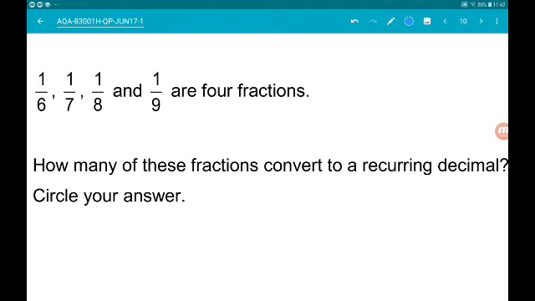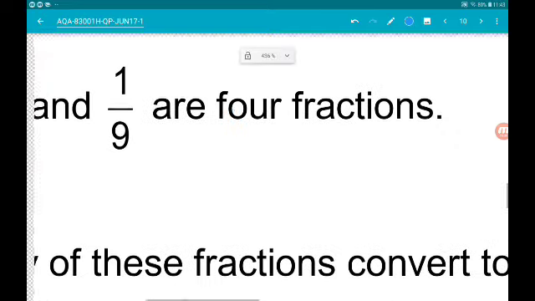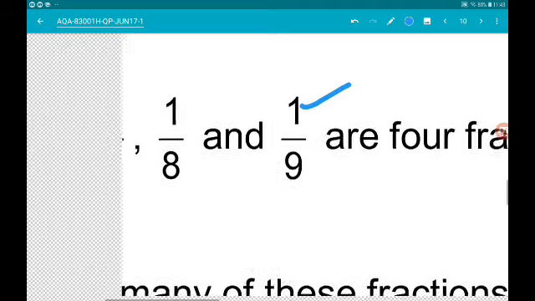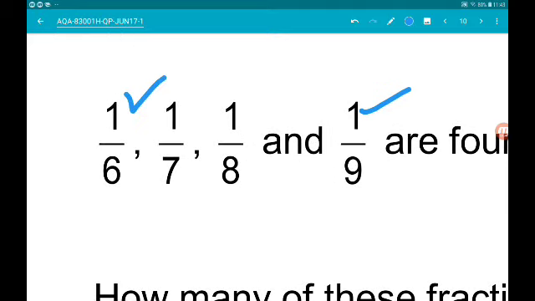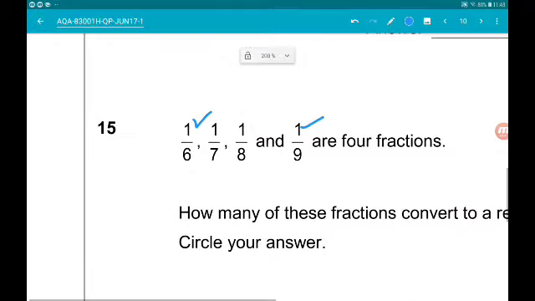Question 15 is just one of those annoying little questions. So we got 4 fractions, 1/6, 1/7, 1/8 and 1/9. We are asked how many of them convert to recurring decimals. So anything with a 3 on the bottom or a multiple of 3 on the bottom will convert to a recurring decimal. So 1/9 does, and 1/6 does. Now 1/7 does too.